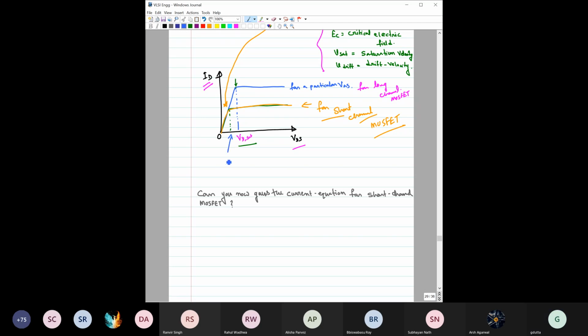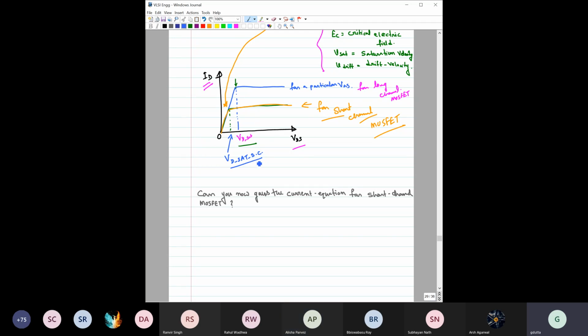Alicia, please tell me. It would be similar; only the VD sat would be replaced by a smaller value. What would be the expression in the linear region? Will there be any change in the linear region? No, sir. But what about in the saturation region? That value will change, right? Yes, sir.